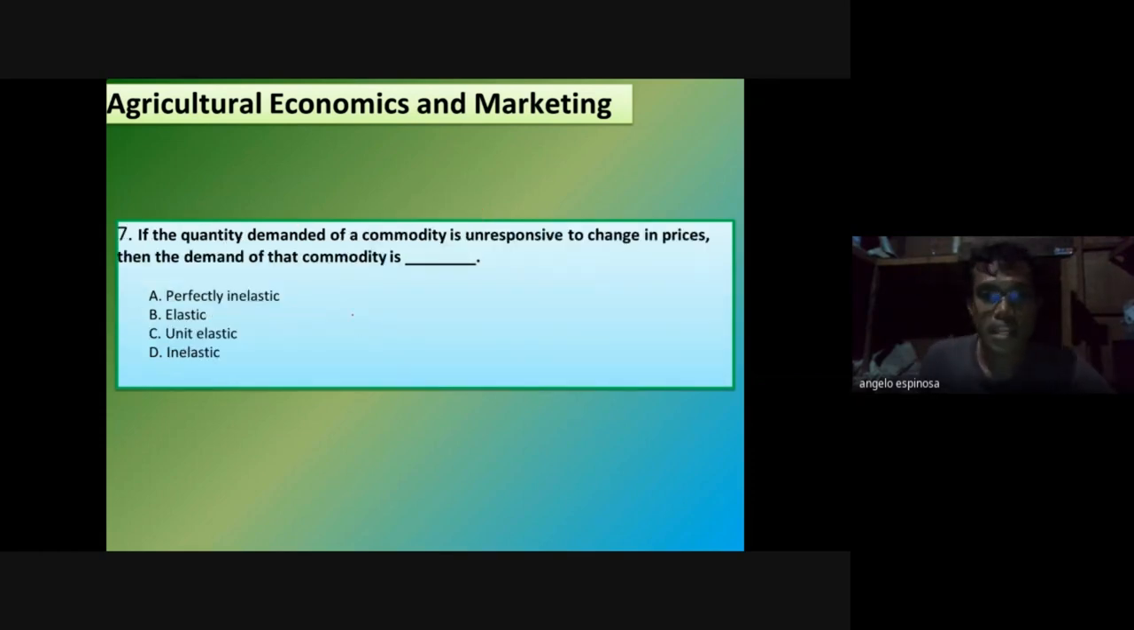Number seven, if the quantity demanded of a commodity is unresponsive, meaning insensitive, to changes in prices, then the demand of that commodity is perfectly inelastic. If you make a graph here, there is a change in the price, but the demand is unresponsive. That is a vertical line. So that is perfectly inelastic.